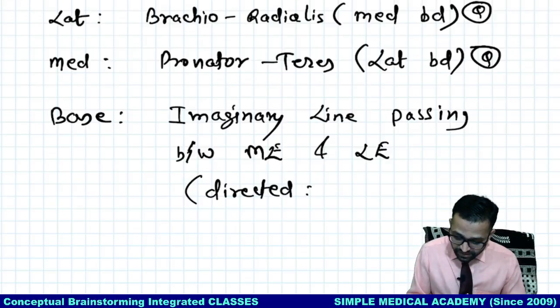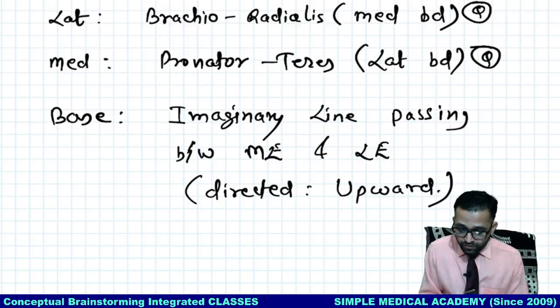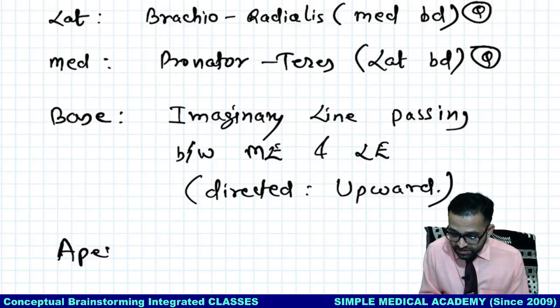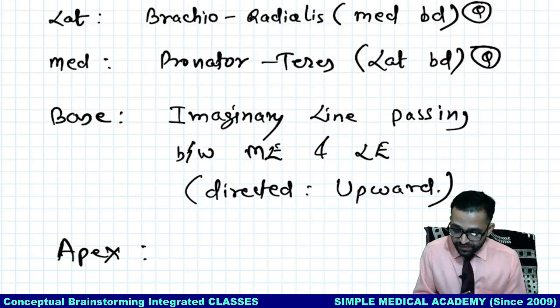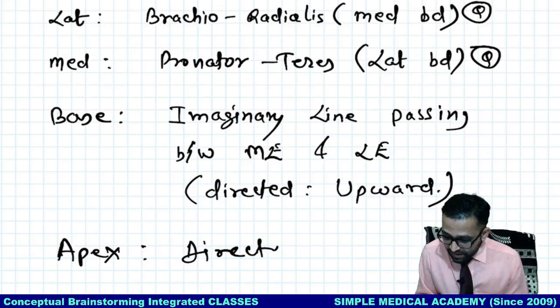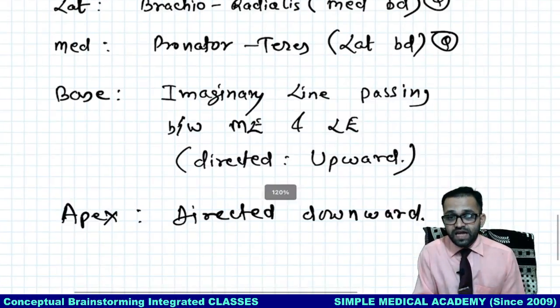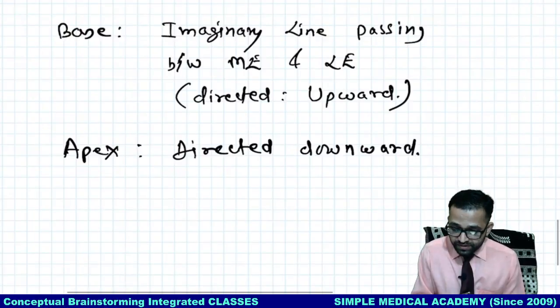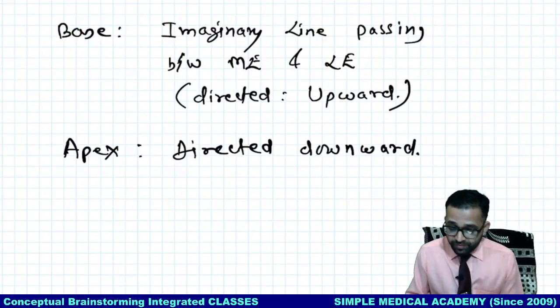Fine, sir. Okay. And remember the base is directed upward, while the apex, it is triangular shape. That's why it is having the apex, base, medial and lateral boundary. Apex, it is directed where? Downward. It is directed downward. What you can remember? Yes, it is directed downside.